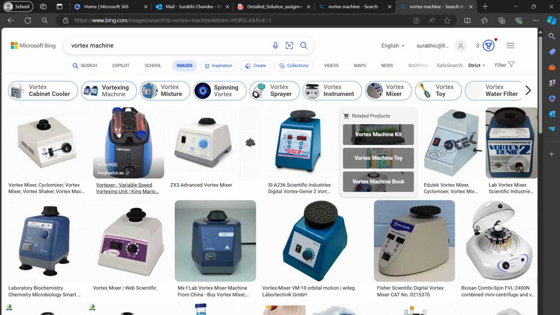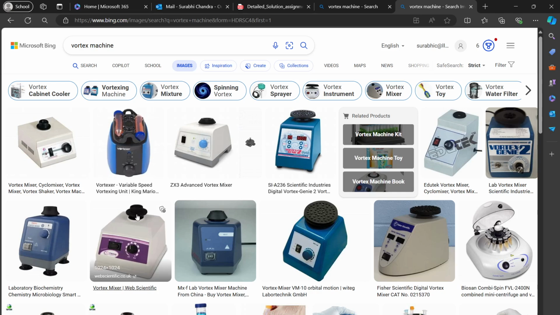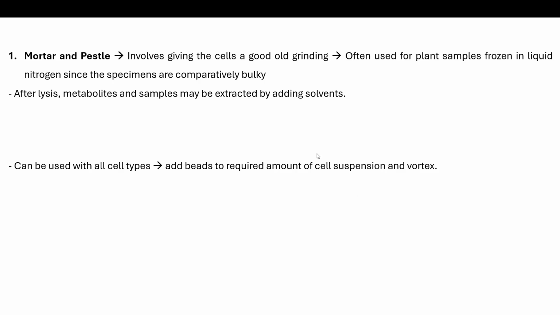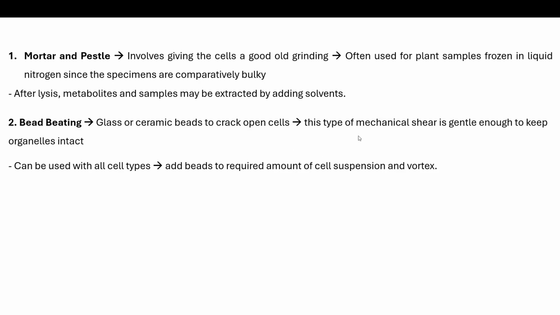This can be of different types also. So these ideally are the tubes I'm talking about. These can be smaller as well, and that particular vibration can actually lyse the cells. The beads can be glass or ceramic in nature.